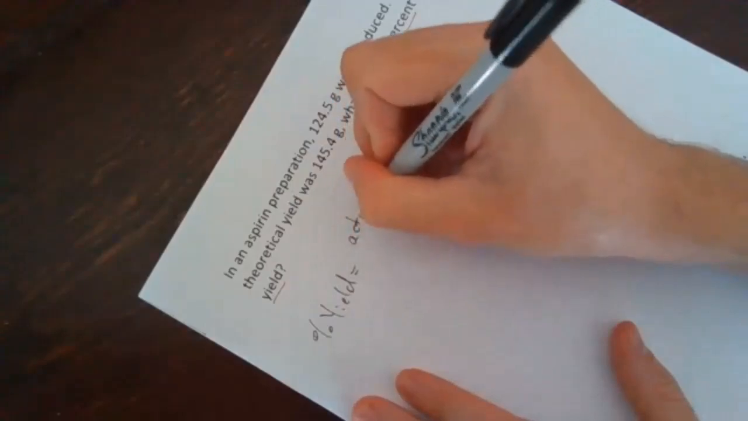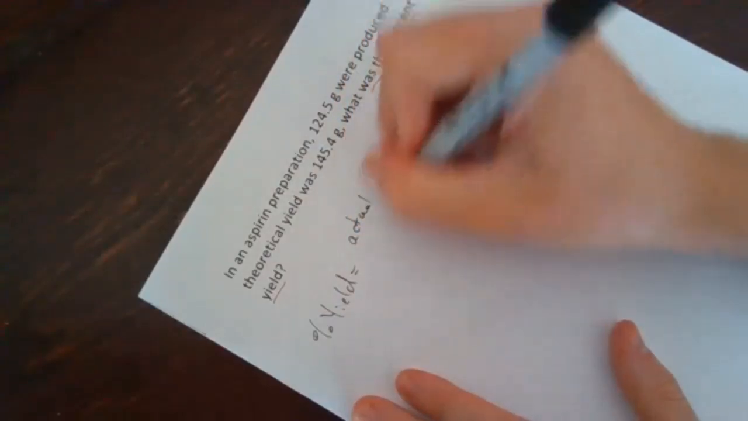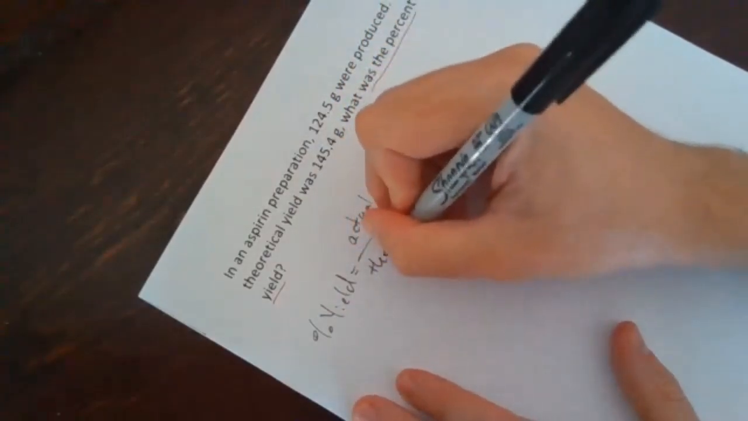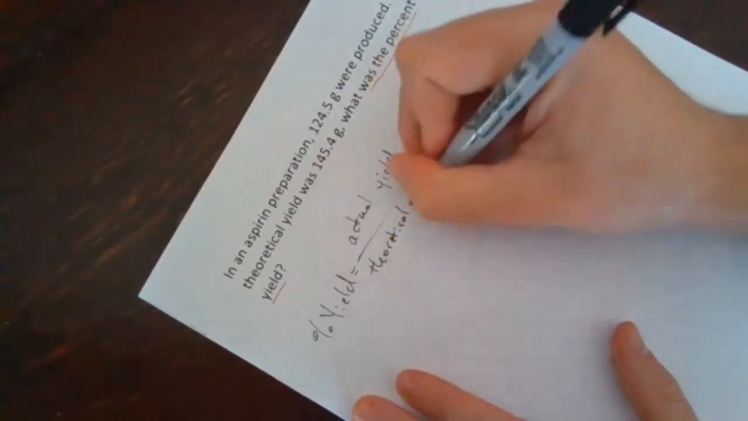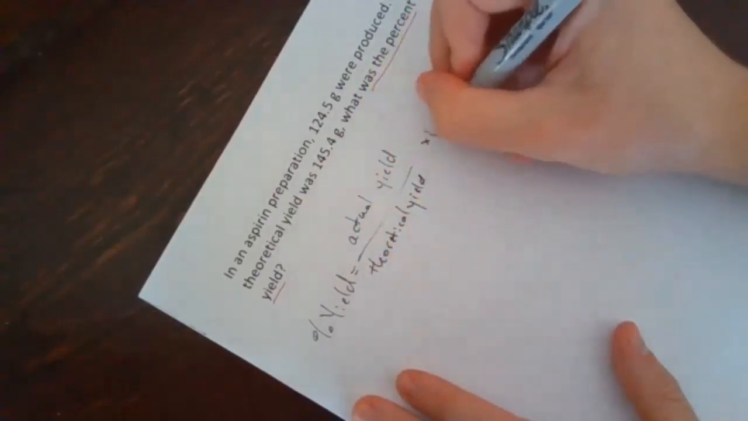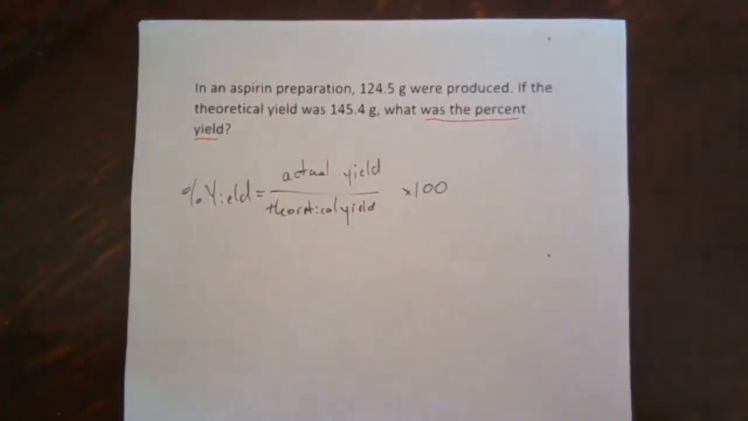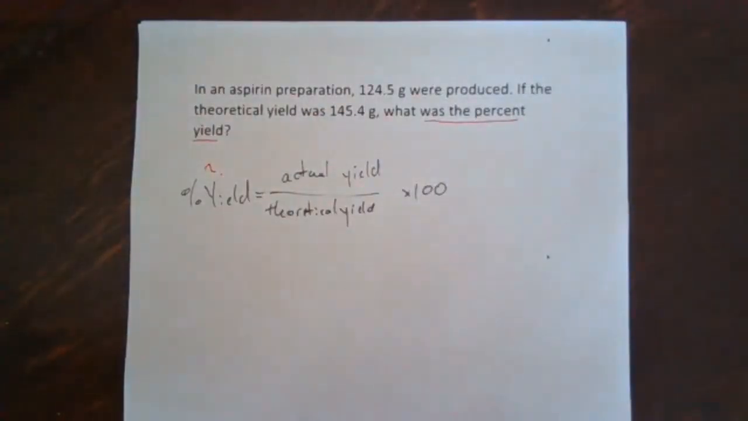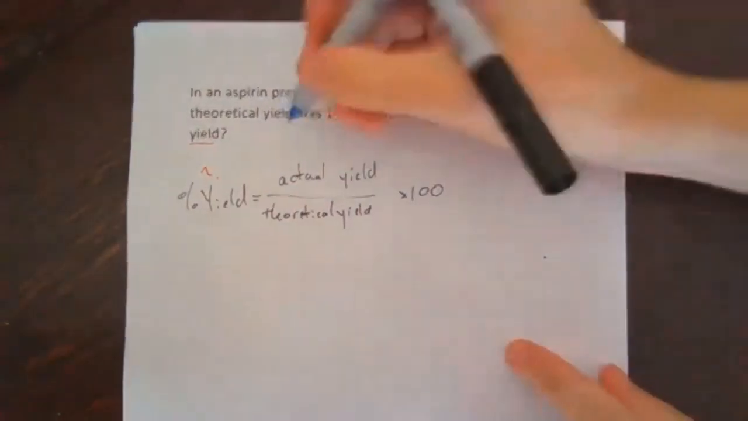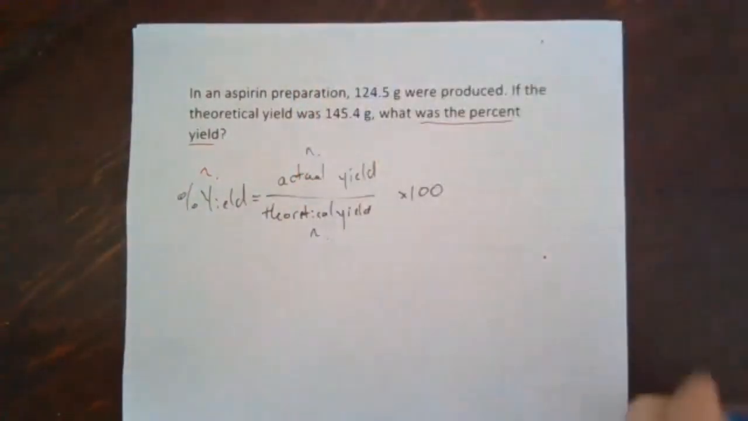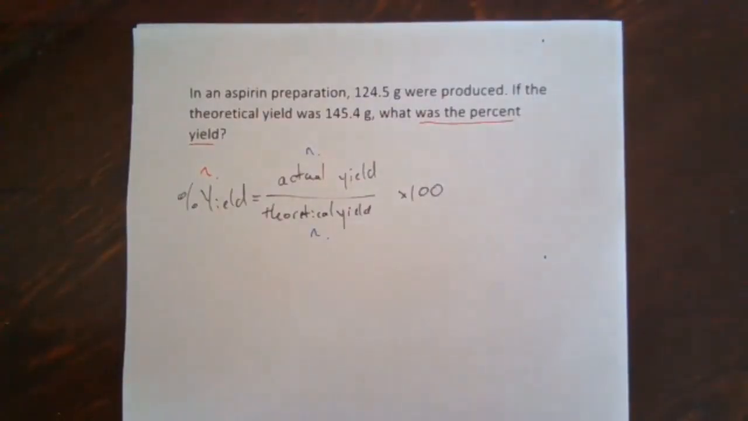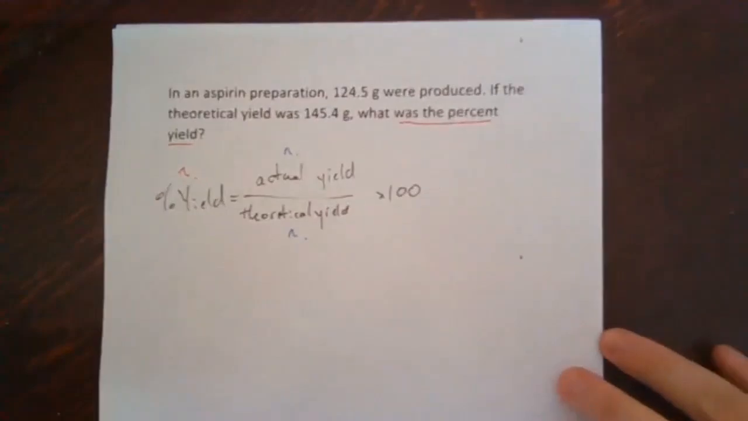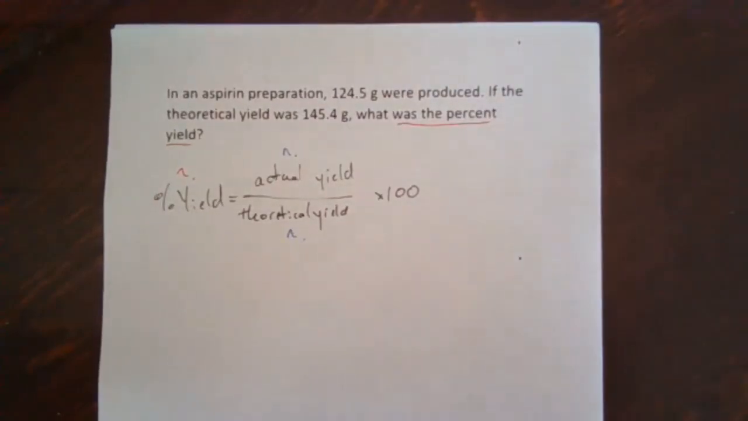Percent yield is actual yield divided by theoretical yield times 100. Okay, so we want this, but the question is, do we have the other two values, right? Do I have actual yield and do I have theoretical yield? Because if I have numbers for those two things, I can just plug those in and do the arithmetic to get percent yield.